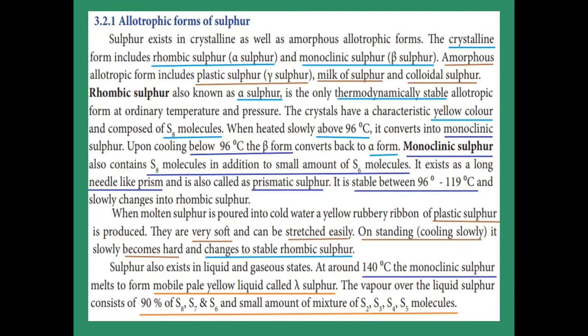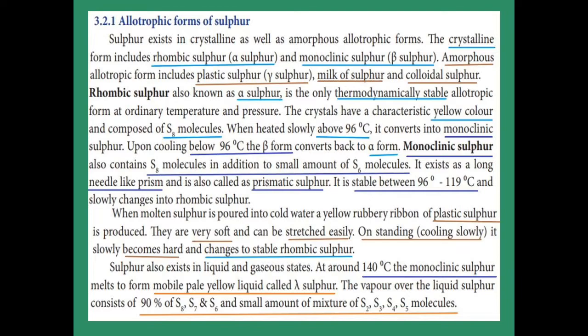The first one, rhombic sulfur. It is a very stable one at ordinary temperature and pressure, and it has yellow color, and it contains S8 molecules. When it is heated above 96 degrees Celsius, it slowly converts into monoclinic sulfur. Again on cooling below 96 degrees Celsius, the monoclinic sulfur, that is beta form, converts into alpha form. What is alpha? Rhombic sulfur.